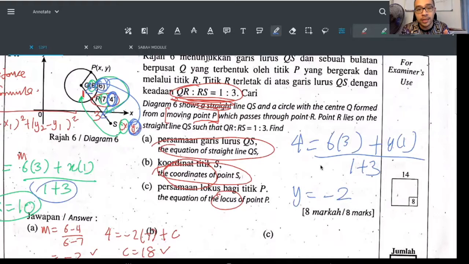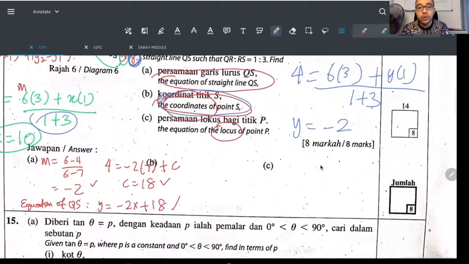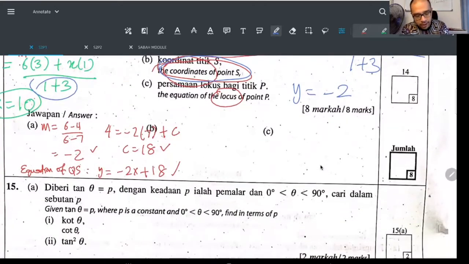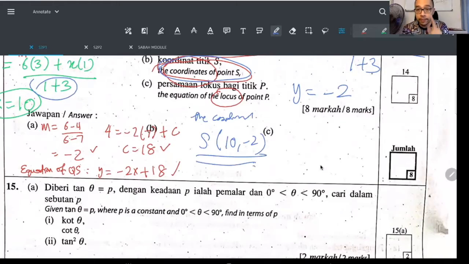I always see this. They get the value of x, they get the value of y, and then they move on without actually answering the question. The question says, what is the coordinate of point S? So you have to write, okay, S at least write S equals 10 and negative 2. If you don't want to write the coordinates of S, it's not necessary. But this one definitely you need to write.